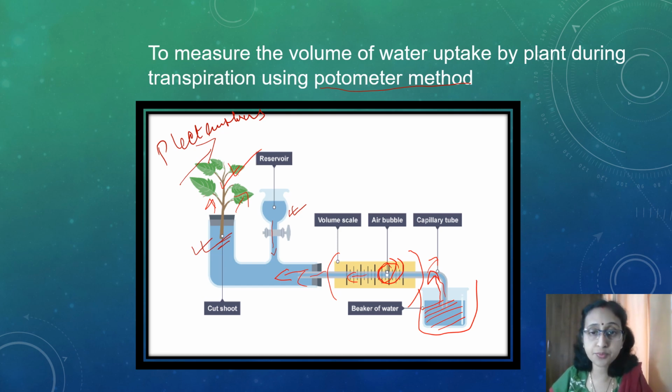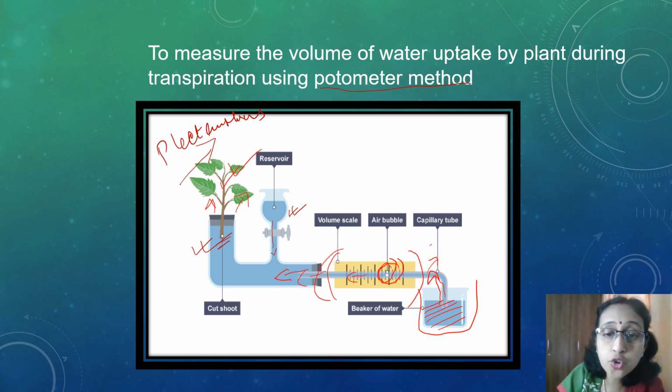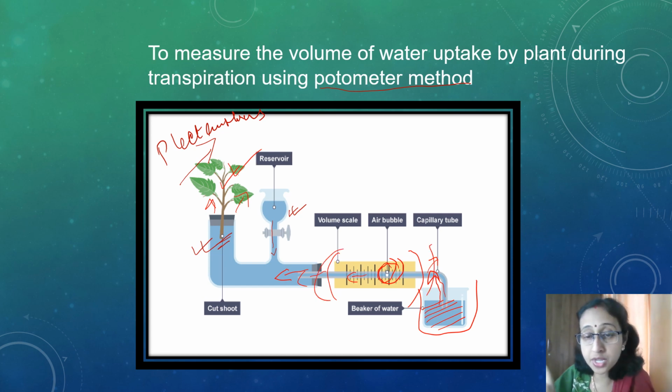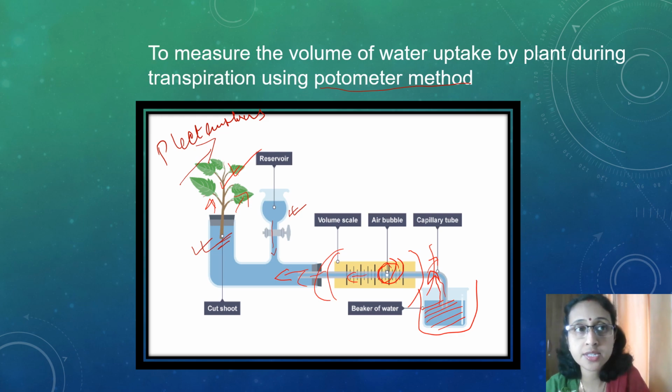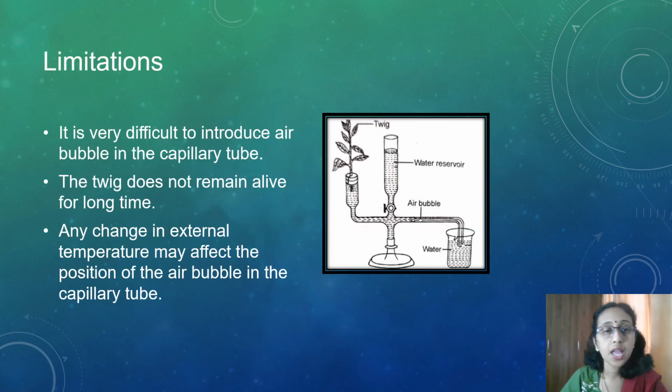It is a difficult experiment to perform, but it measures the volume of the water which has been replaced during transpiration, and there are several limitations. So this is a very important thing. What are the limitations of this experiment? We will know the limitations now. There are a few limitations of this Ganong's potometer.